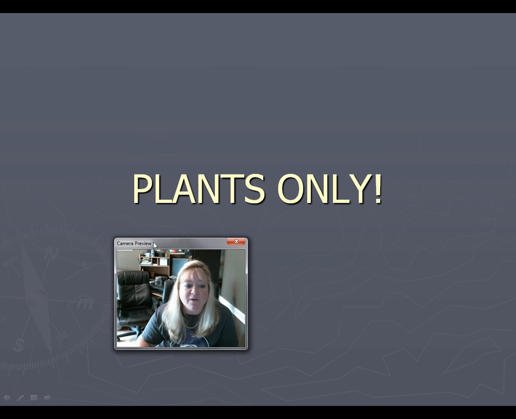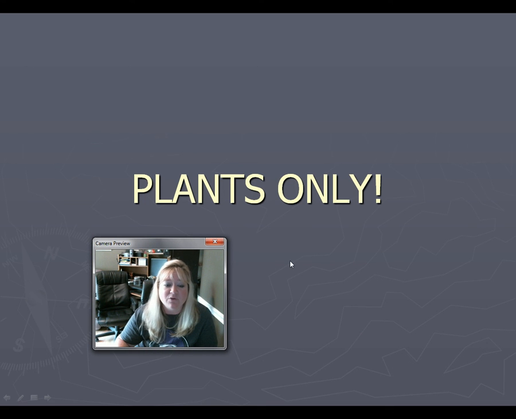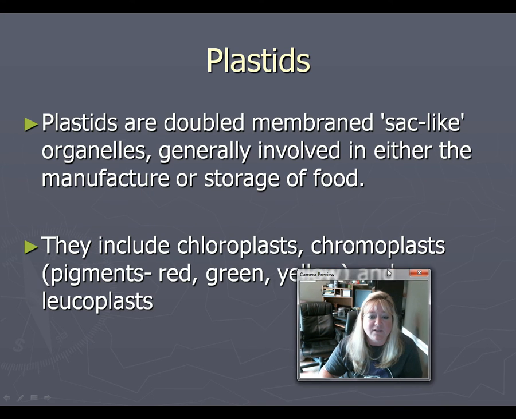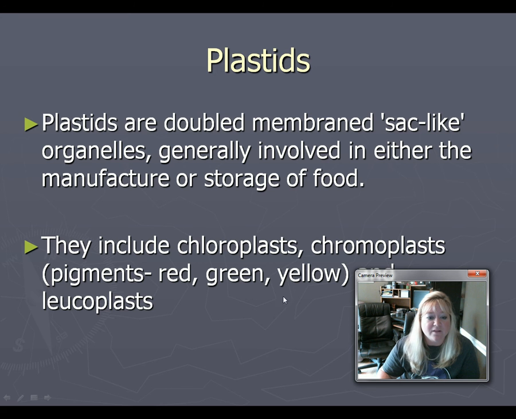Now let's just talk a little bit about plants. Plant cells have some unique features. One is that they have plastids. The first one that comes to mind right here that I'm looking at is chloroplasts. Chloroplasts are structures for photosynthesis. And they're green because they contain a green pigment called chlorophyll.